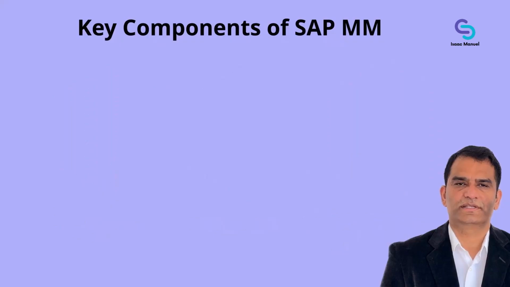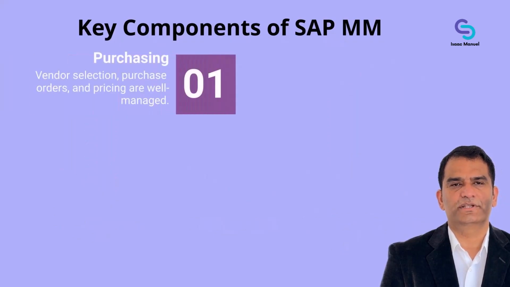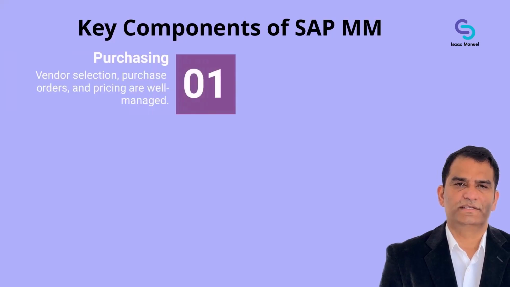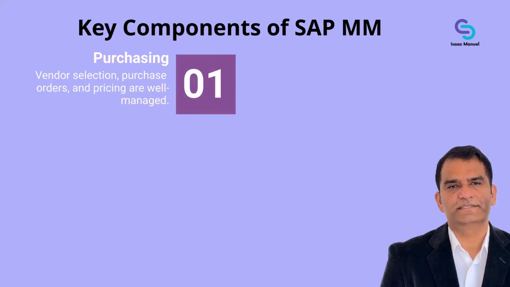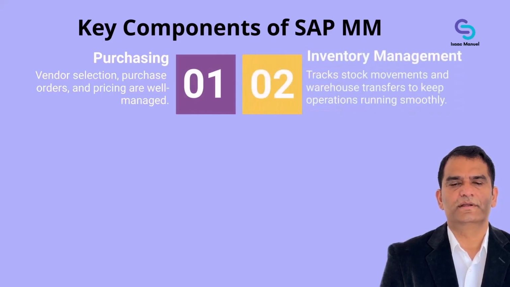Let's explore the key components of SAP MM. First up is purchasing, which expertly manages vendor selection, purchase orders, and pricing. Next, inventory management steps in to track stock movements and warehouse transfers, ensuring smooth and uninterrupted operations.